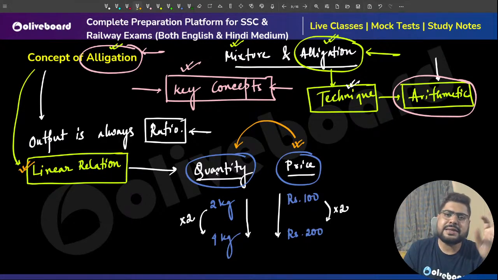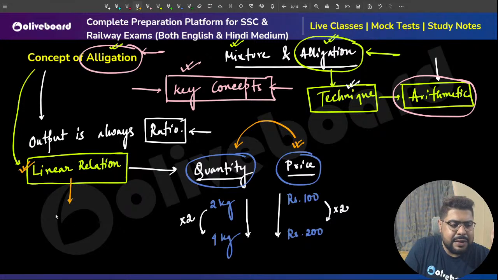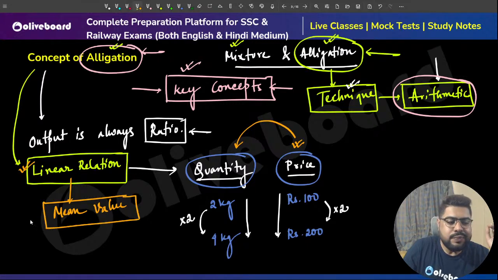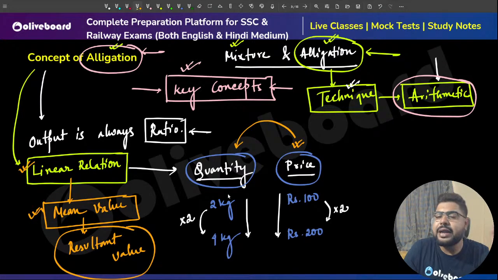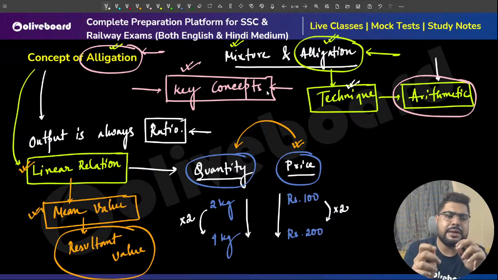Perfect. Now, what is allegation? Allegation deals with the mean value. You need this mean value, or sometimes you can also call it the resultant value, the value you get after mixing. But today we will not use only the basic questions. We'll also get into a little bit of the advanced part. So I hope this is clear.